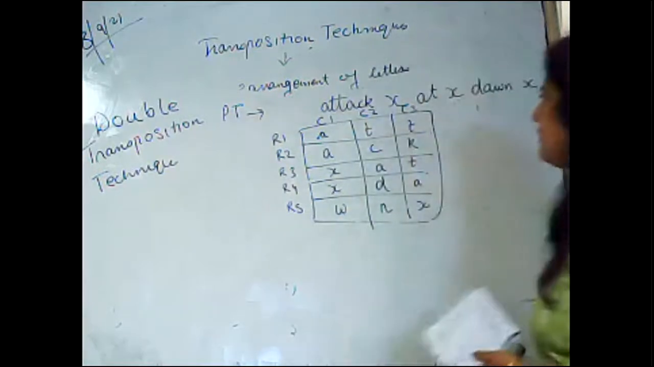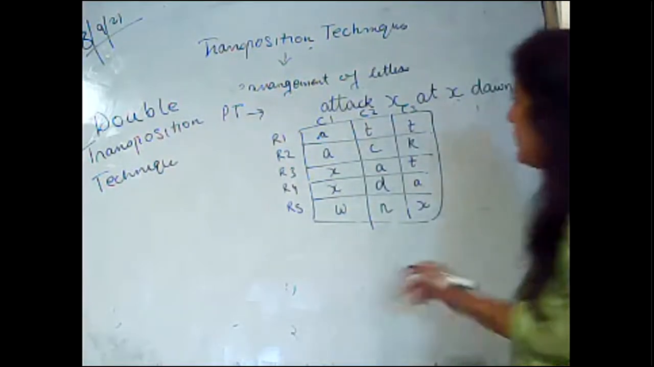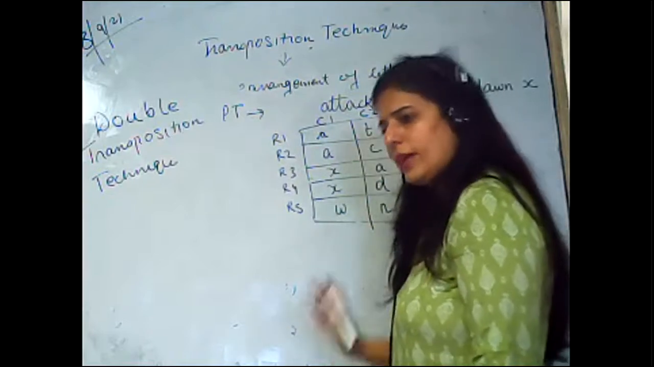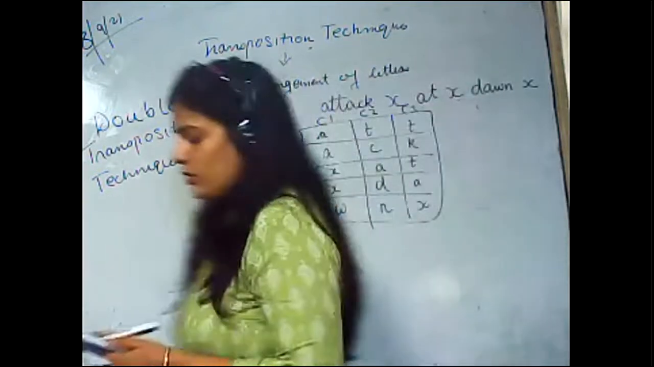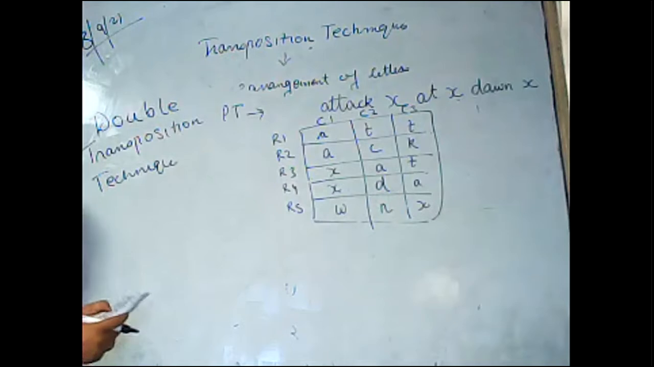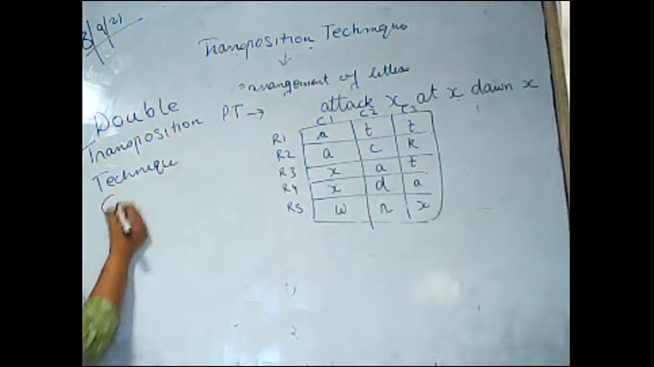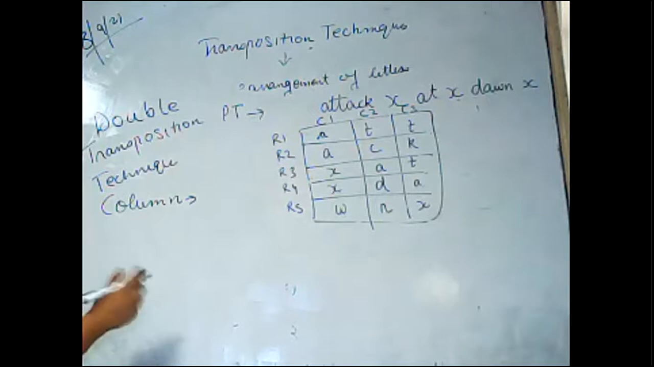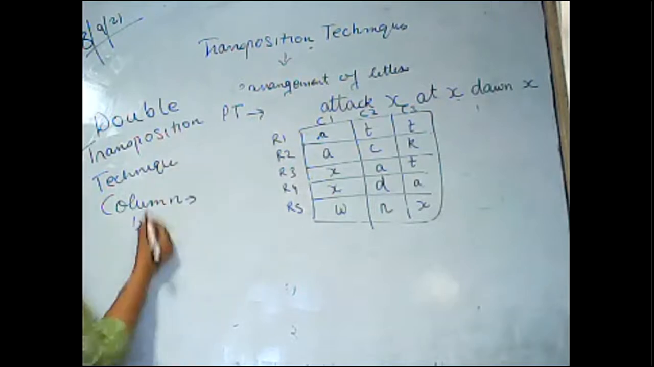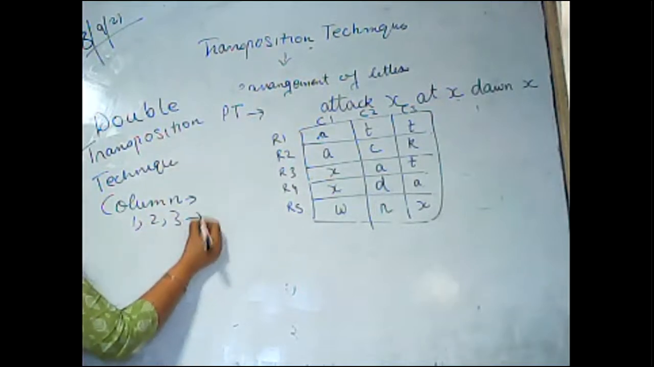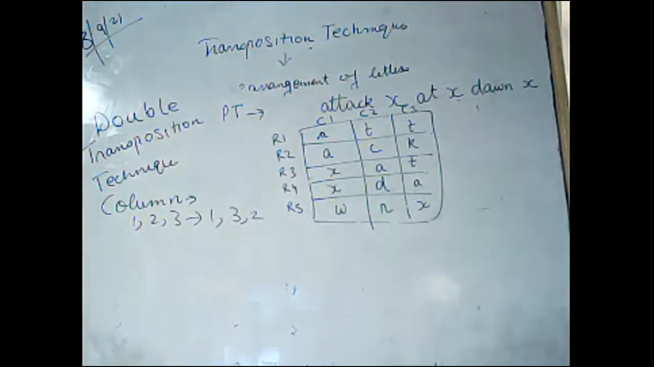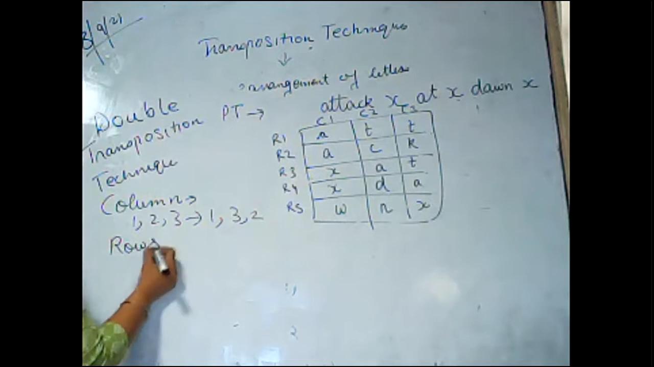Okay, so these are the values that you are being given. You will be given the plain text and the number of rows and columns. Fine. Now, suppose you are given the permutation part, that you have to permute your columns like this. Like we have columns 1, 2, 3, and we will permute them as 1, 3, 2. Okay, and how will we permute our rows?